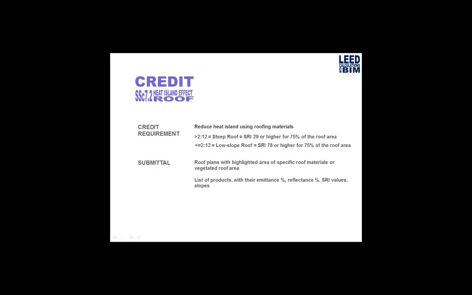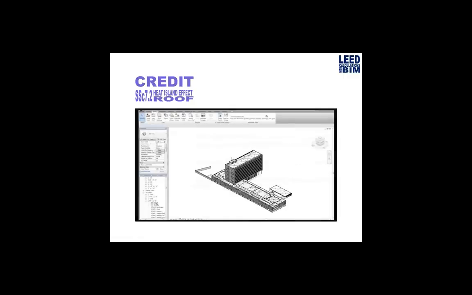So it's a calculation. And the submittal for this with the online system is really just a roof plan, which you can easily get out of Revit, and which highlights the materials and any vegetated area, which is just tags, and then a list of the roofing products along with any of their properties. So let's do this. So I have a video.